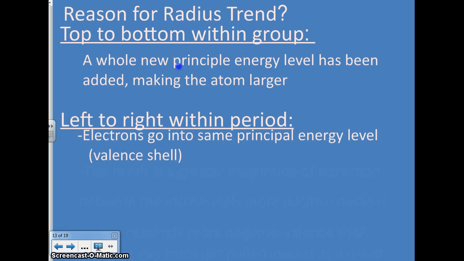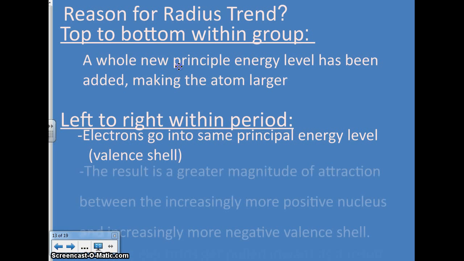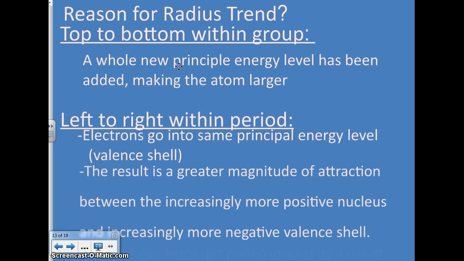Well, positive and negatives attract each other, so what effectively happens is as you go left to right, the atom shrinks because the positive nucleus attracts the increasingly negative layer of electrons, and it pulls it tighter, closer in, and the atom essentially shrinks. So the result is a greater magnitude of attraction between the increasingly more positive nucleus and the increasingly more negative valence shell.